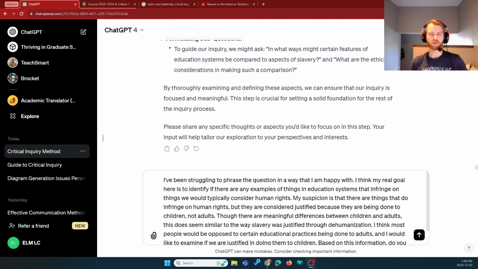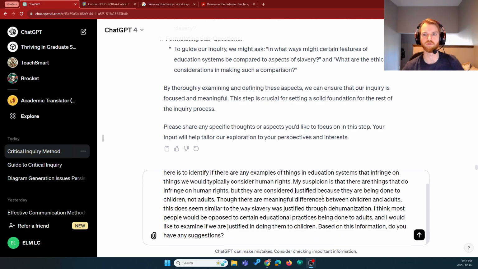Okay, so I just tried to get my thoughts out about why I'm having trouble with this step. I said that I've been struggling to phrase the question in a way that I'm happy with. I think my real goal here is to identify if there are any examples of things in the education system that infringe on things we would typically consider human rights. My suspicion is that there are things that do infringe on human rights, but they are considered justified because they are being done to children, not adults. Though there are meaningful differences between children and adults, this does seem similar to the way slavery was justified through dehumanization. I think most people would be opposed to certain educational practices being done to adults, and I would like to examine if we are justified in doing them to children.